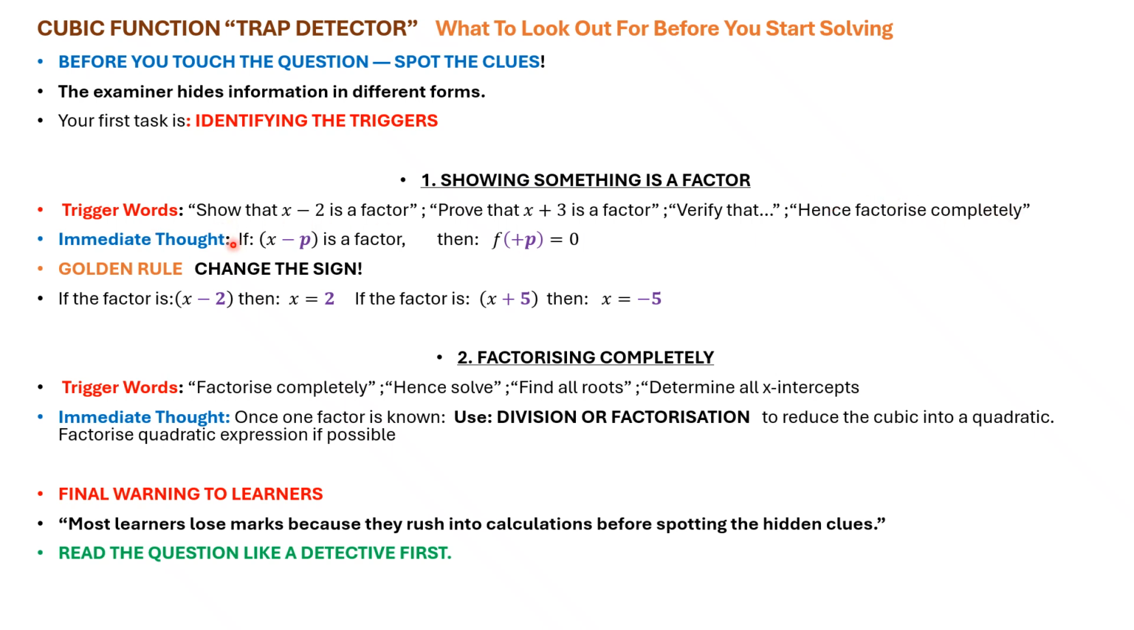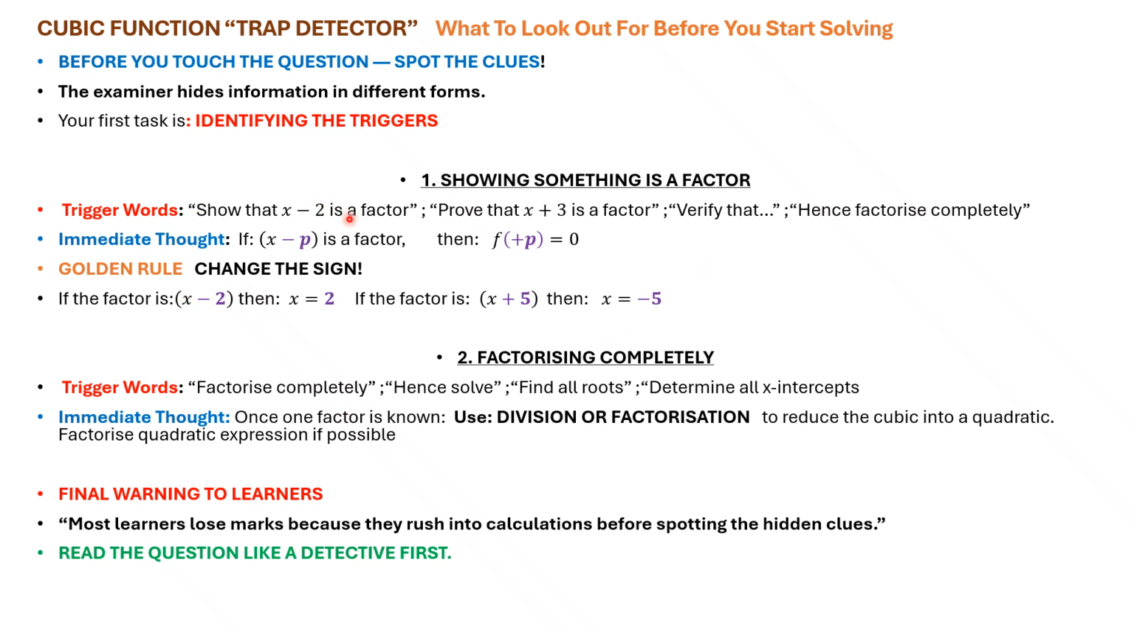So the immediate thought that should go through your mind, if I give you x minus p is a factor, then I'm going to substitute x equals plus p. Meaning we have to change the sign. That's the golden rule. You see, minus p became plus p. So if the factor is x minus 2, then x equals 2. If the factor is x plus 5, then x equals minus 5. Those are the values that I will substitute in the equation.